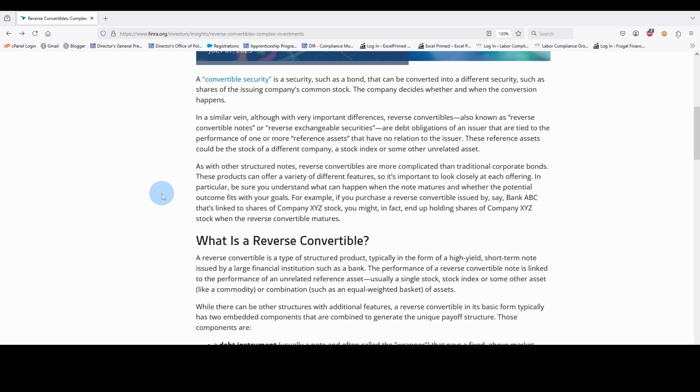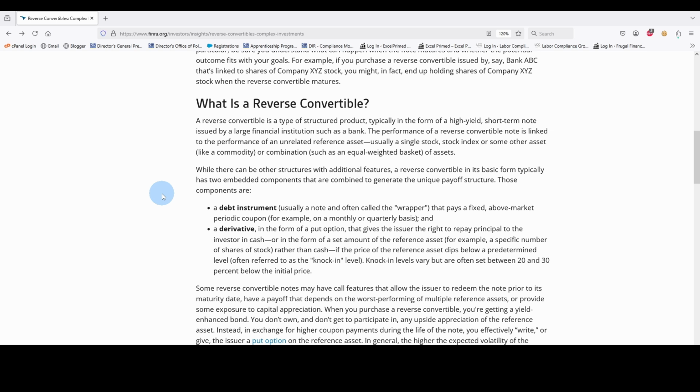In particular, be sure you understand what can happen when the note matures and whether the potential outcome fits with your goals. For example, if you purchase a reverse convertible issued by, say, Bank ABC that's linked to shares of company XYZ, you might, in fact, end up holding shares of company XYZ stock when the reverse convertible matures.